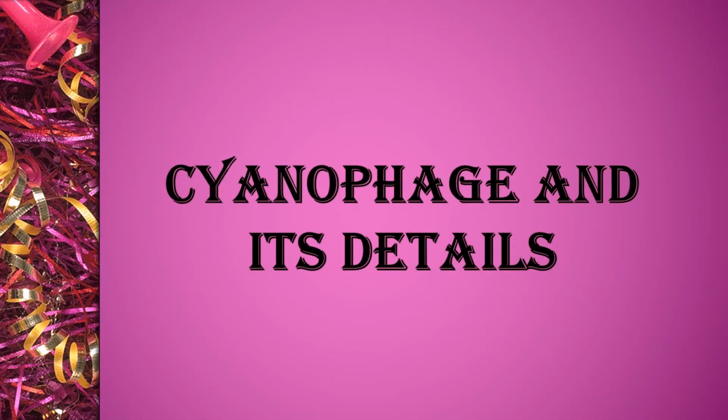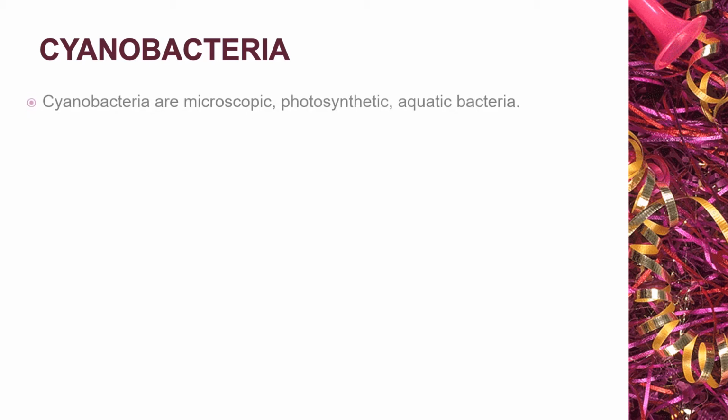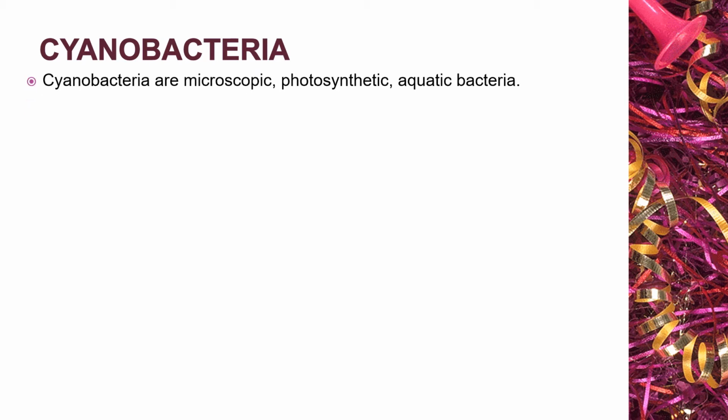Today's topic is cyanophage and its details. Before starting with cyanovirus, let's see some details about cyanobacteria. Cyanobacteria are microscopic, photosynthetic and aquatic bacteria. That is, they can be observed under a microscope. They are photosynthetic, that is, they synthesize their own food, and they are aquatic in nature, so aquatic bacteria.